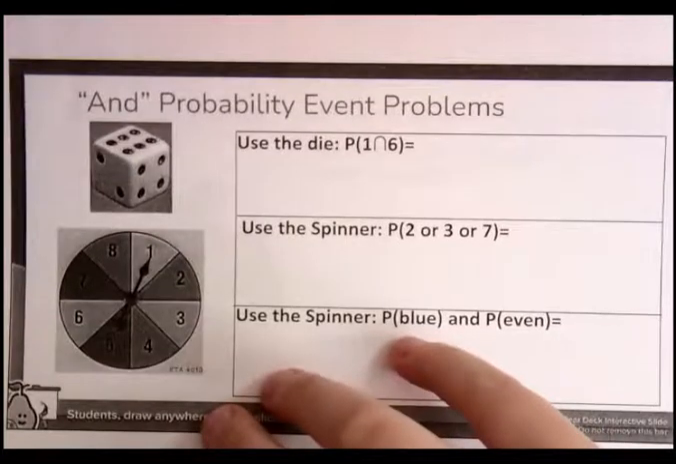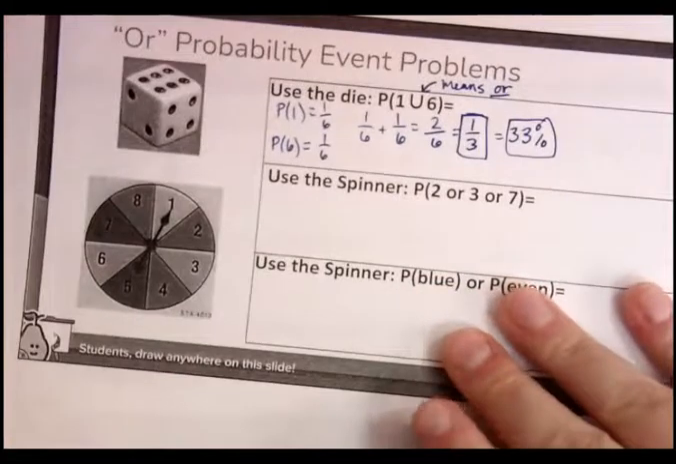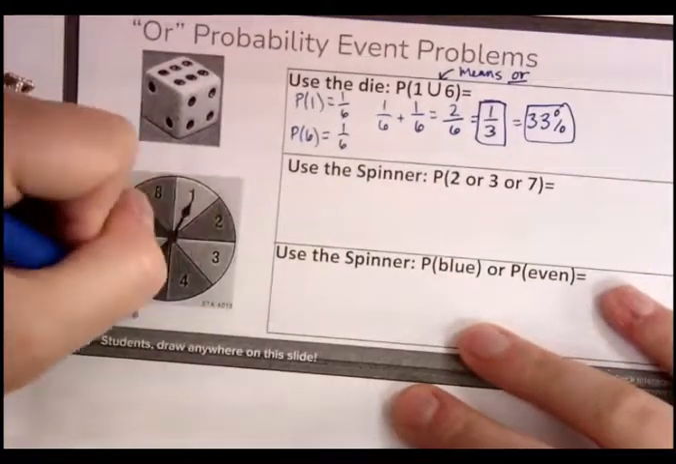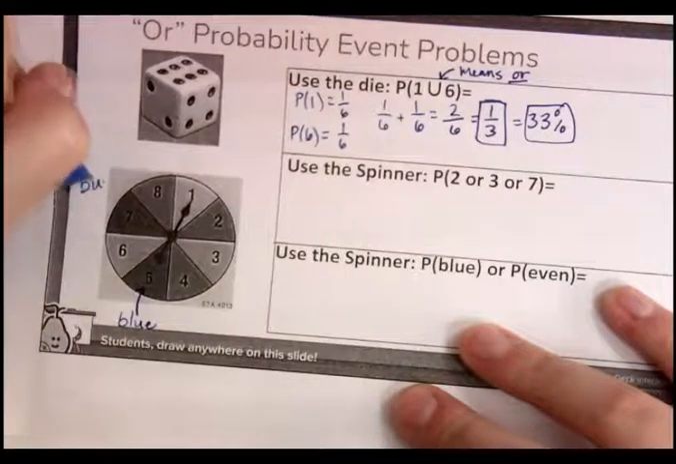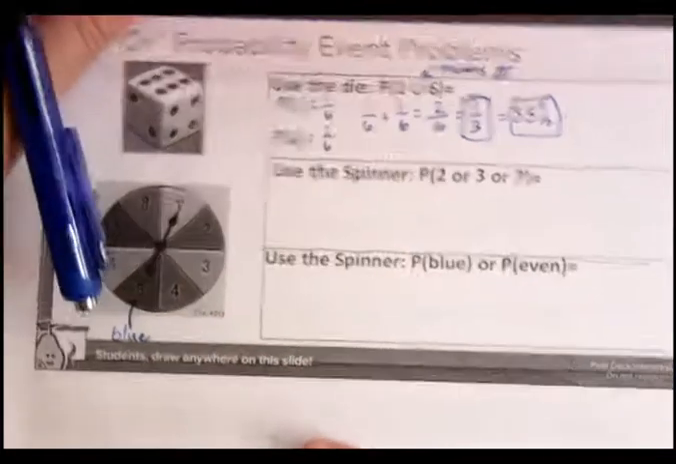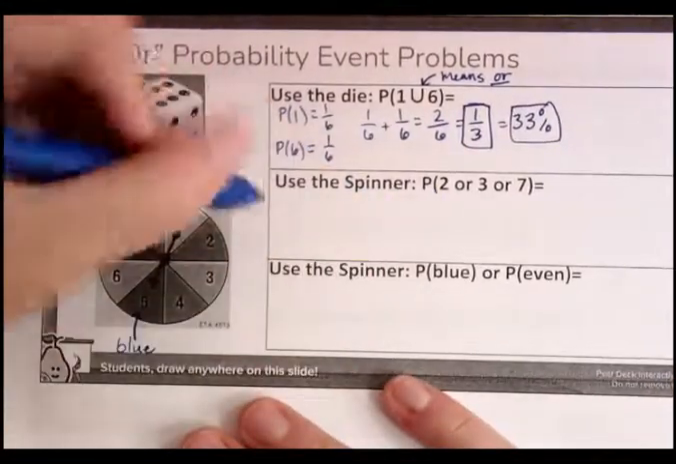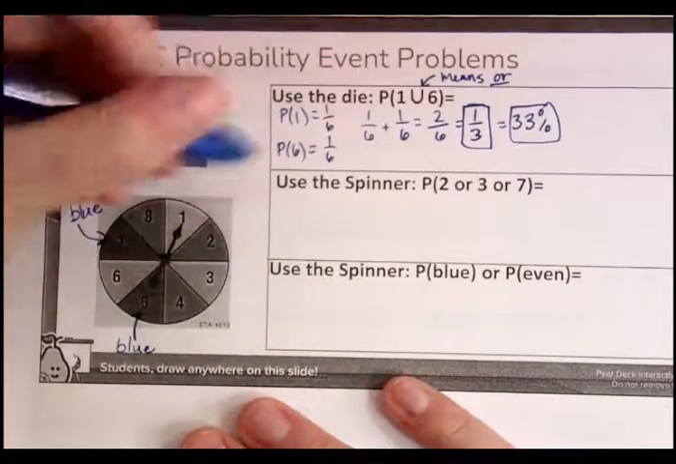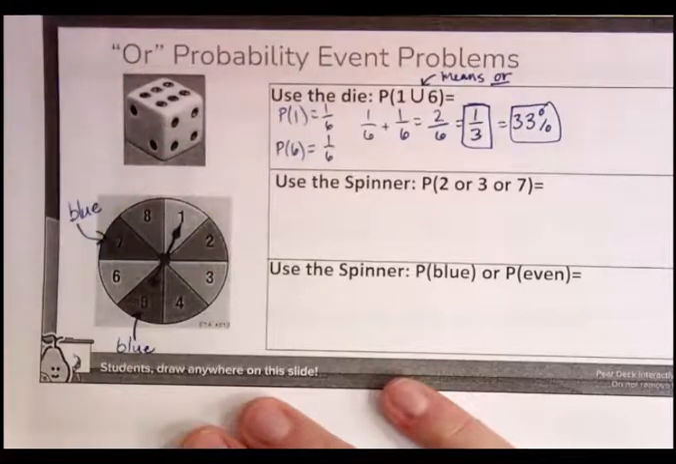Okay. Oh, that's where my paper went. It's like, where'd it go? Okay, right there. So a 2, a 3, or a 7. These two are blue. Okay. So our P2, our P3, and our P7 are what we're looking at right now.